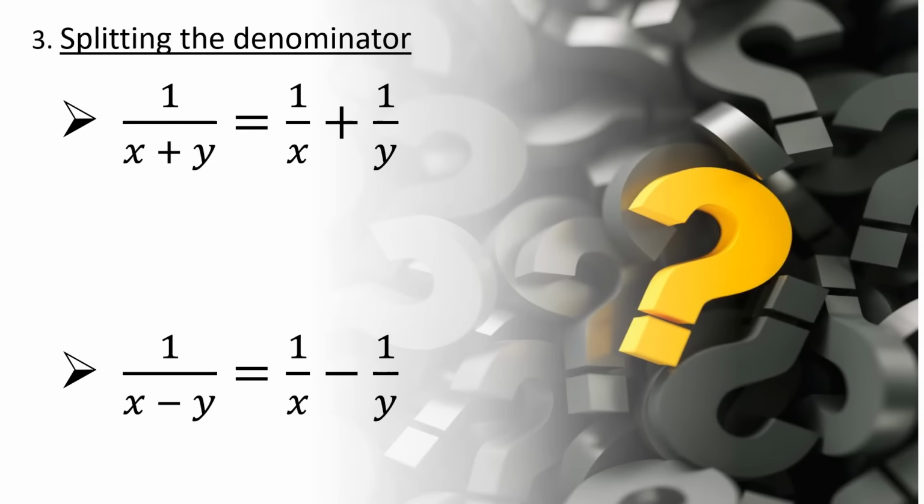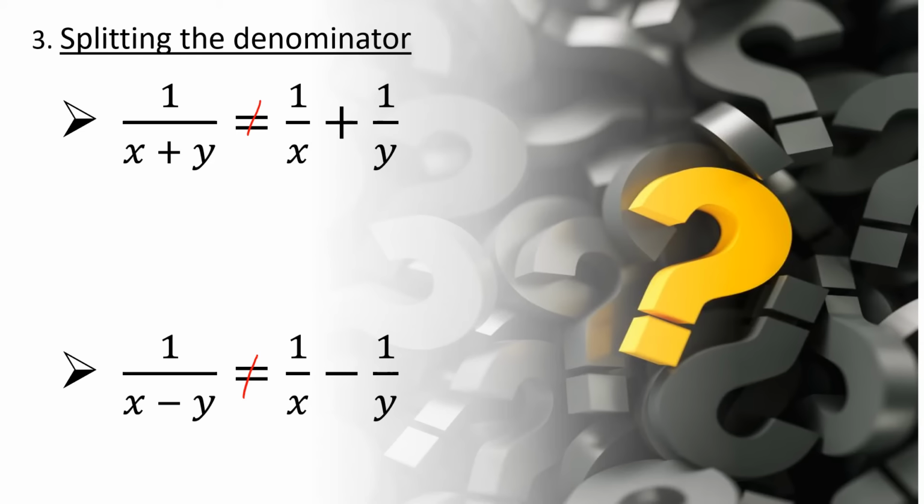The third one is splitting the denominator. For example, I have seen that sometimes students write 1 over x plus y as 1 over x plus 1 over y, which is not true. There is no relation like that under mathematical laws. And the same thing with 1 over x minus y is not equal to 1 over x minus 1 over y. These are not true in general mathematics.